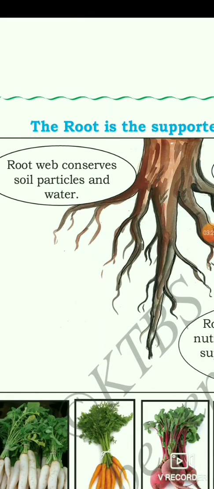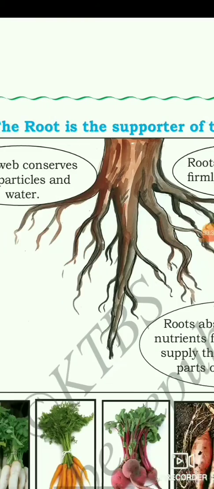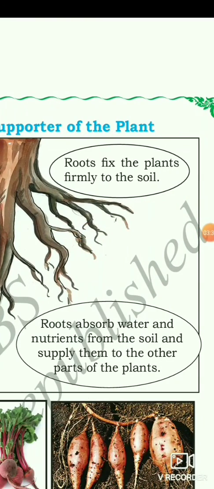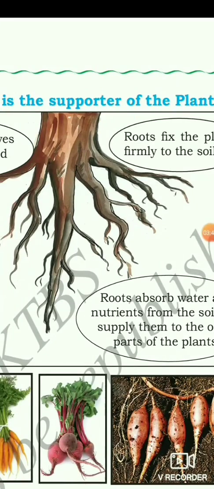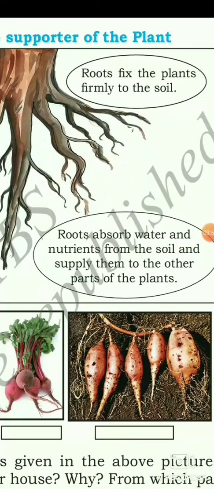Now see the picture, children. The root web conserves soil particles and water. This is the root web. It looks like a web because different curves are there. Roots fix the plants firmly to the soil. Because of roots only the plant can stand strongly. It fixes the plant or tree into the soil. Roots absorb water and nutrients from the soil and supply them to the other parts of the plant.